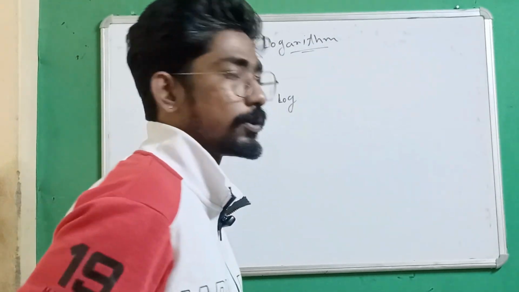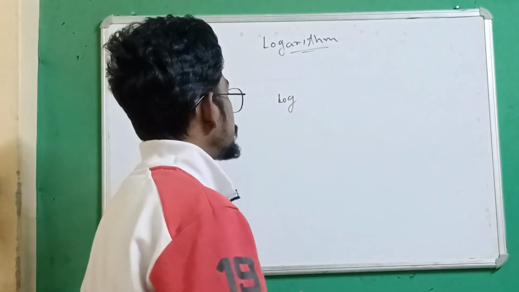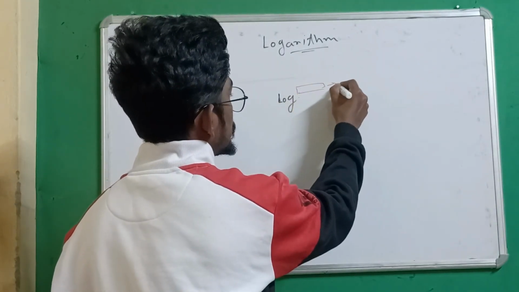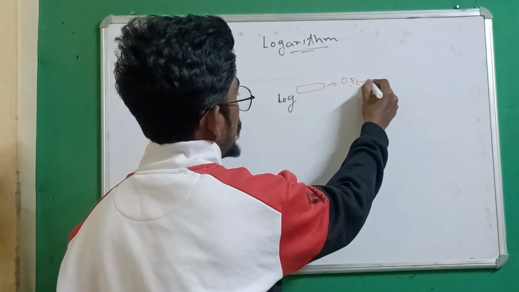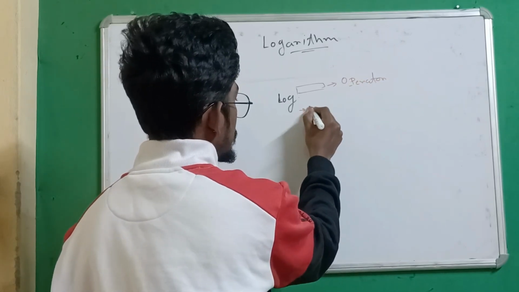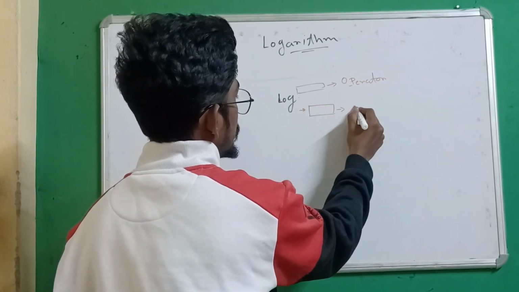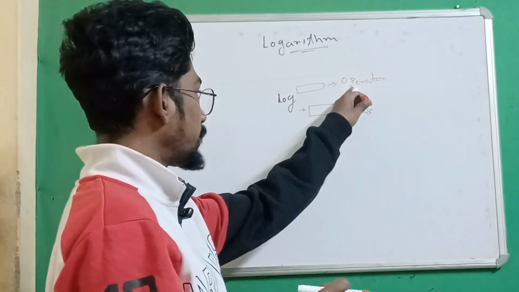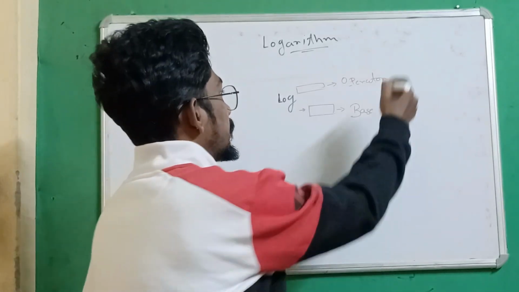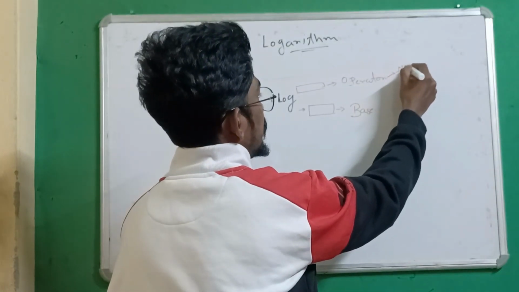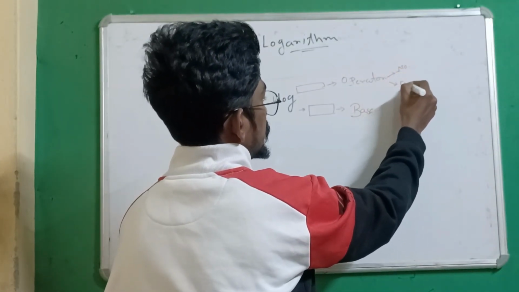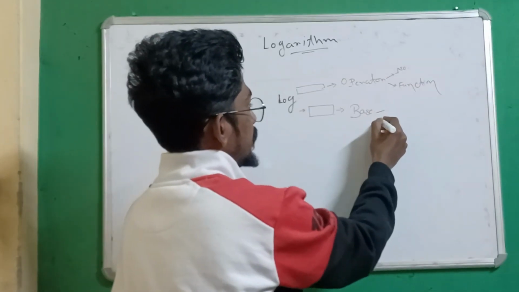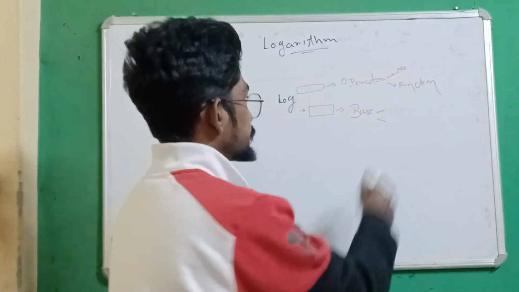There are two parts of a logarithm. The top part is known as the operator, and this is known as the base of the logarithm. An operator can be a number or it can be a function. A base can be a number or a function, the same.